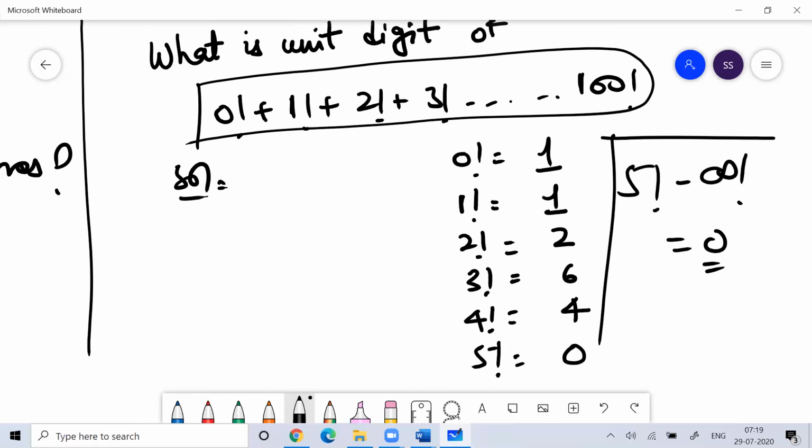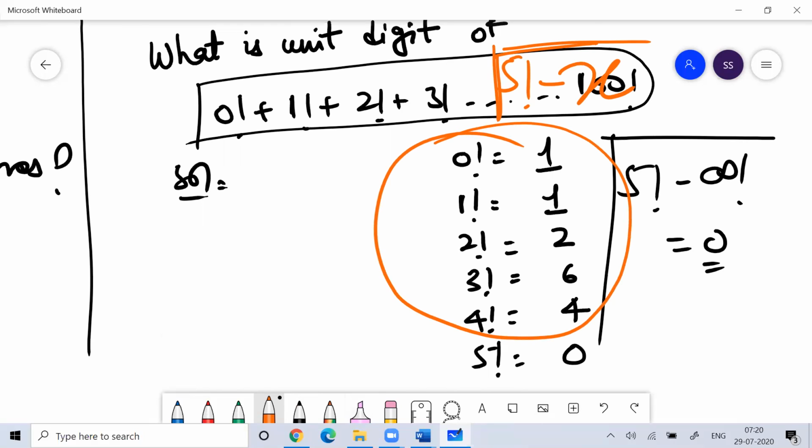For me, it doesn't matter which factorial it is from 5 factorial onwards, because all the numbers are ending with 0. The unit digit depends on these many digits only. So if I want the unit digit, I just need to focus on the unit digit of the numbers before 5 factorial.